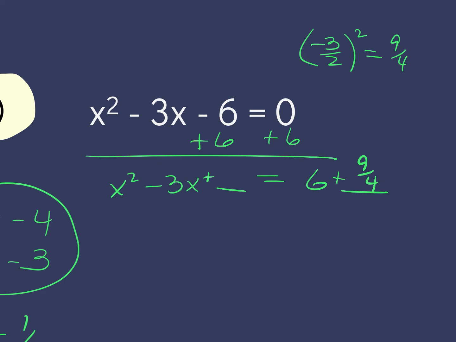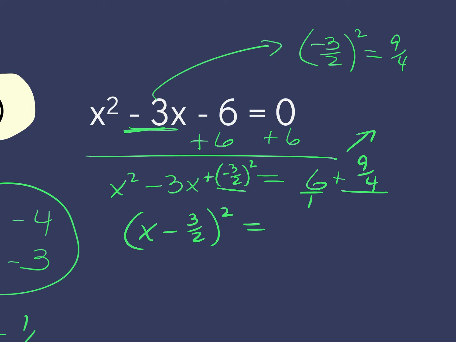And then here I can put in negative 3/2, so I don't need to think about what I'm factoring that trinomial into. And then it's x minus 3/2 squared equals, again common denominator, it's going to be 4. So the whole number 6 becomes... Yes, question? Why is it negative 3/2? Why isn't it positive 3/2? Because I'm taking the b term, which is negative 3, and dividing it by 2.